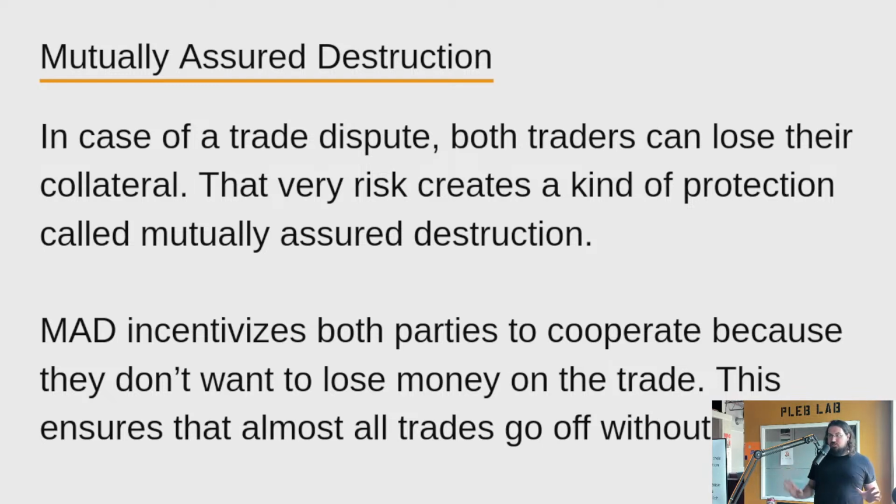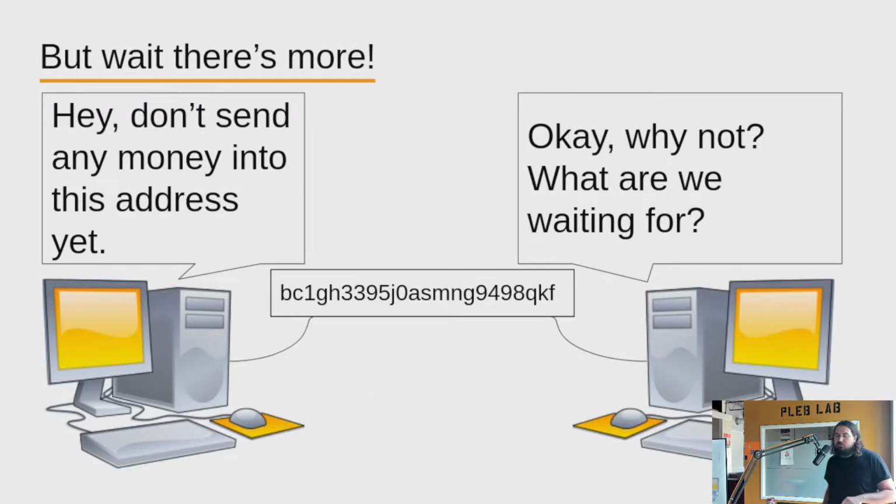If either of us tries to cheat, both of us are going to lose money. So mutually assured destruction incentivizes both parties to cooperate. Otherwise, they'll lose money on this trade. And that ensures that most trades on Bisq don't have a problem. There are sometimes some problems. For example, if your money order gets lost in the mail, and it looks to the other party like you just didn't send them the money. So things like that can happen, and they do have a solution for that. So I have this slide, but wait, there's more.